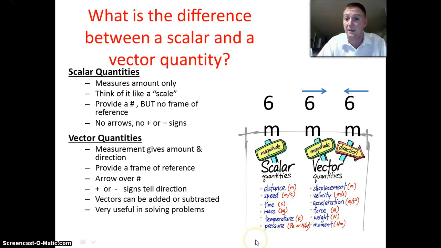Scalar quantities are like speed, distance, time, mass, temperature, pressure, no direction to them. Vector quantities, we love displacement, we love velocity, we love acceleration. We'll do the other ones later: force, weight, and momentum. But physics loves vector quantities. Vector quantities give you more.